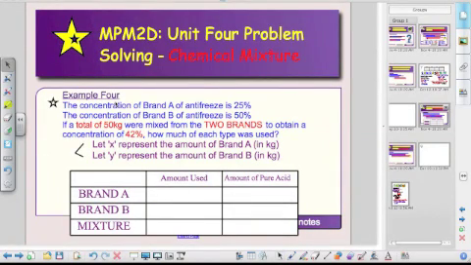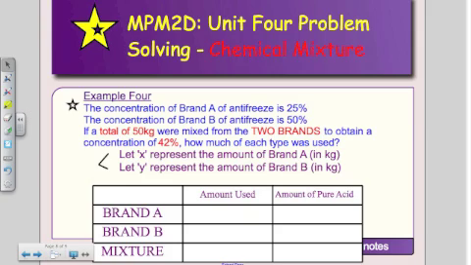Okay, the final question that I want to concentrate on today is a chemical mixture problem. So you may encounter one of these if you're taking chemistry or even in grade 10 science. The question reads, the concentration of brand A of antifreeze is 25% and the concentration of brand B is 50%. So if a total of 50 kilograms were mixed from the two brands to obtain a concentration of 42%, how much of each type was used?